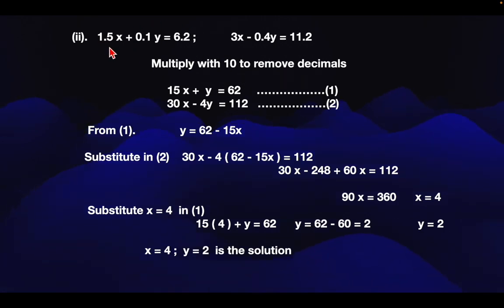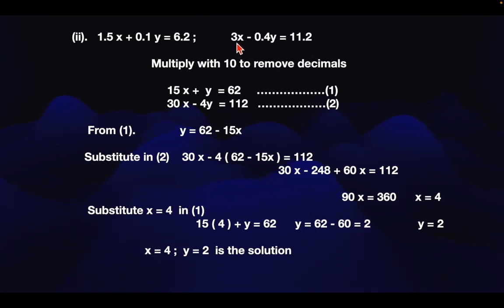Take the first equation. When we multiply by 10, the point will shift one digit to the right. So 1.5x becomes 15x. 0.1 is 1, so I'll write it as y. 6.2 is 62, the point goes after 2. So the equation becomes like this. Similarly, do for this equation.